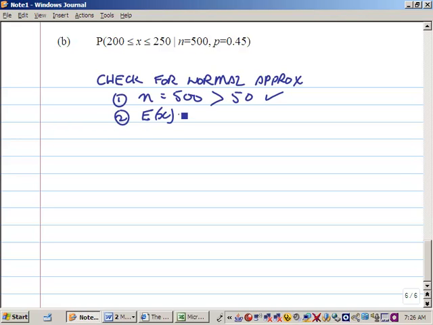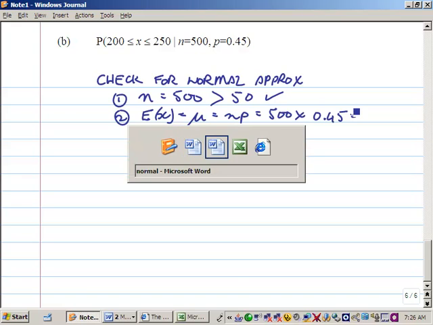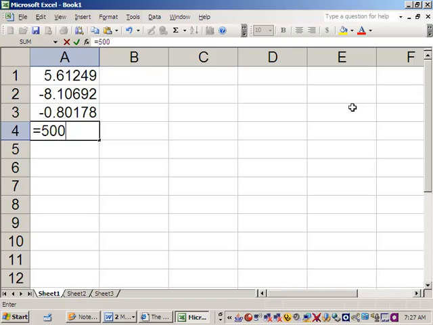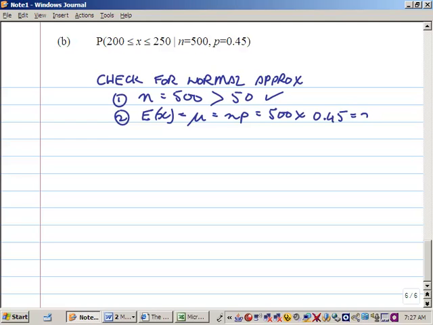The expected value of x, or the mean, np, 500 times 0.45 is equal to 500 times 0.45 is 225. Right, it was going to be large, but didn't know it was going to be that large. Is greater than 5. Alright, so that condition holds. So both conditions hold, so the normal approximation is good.